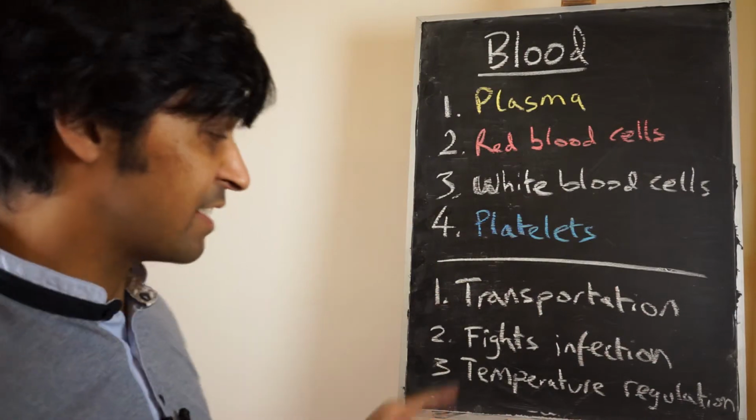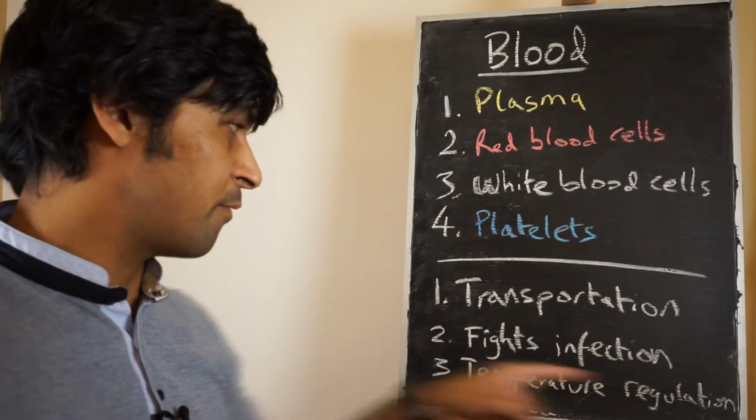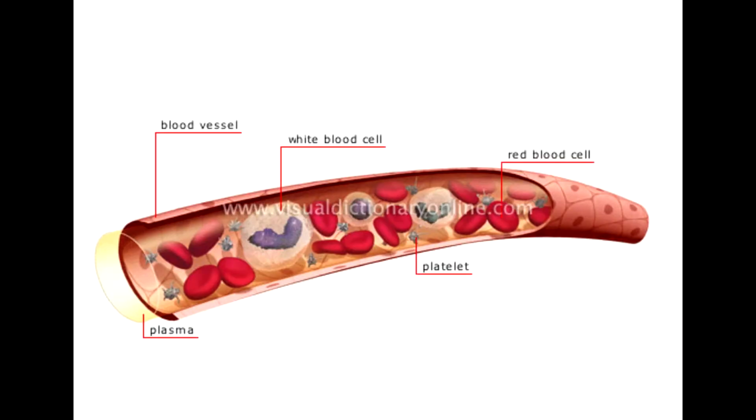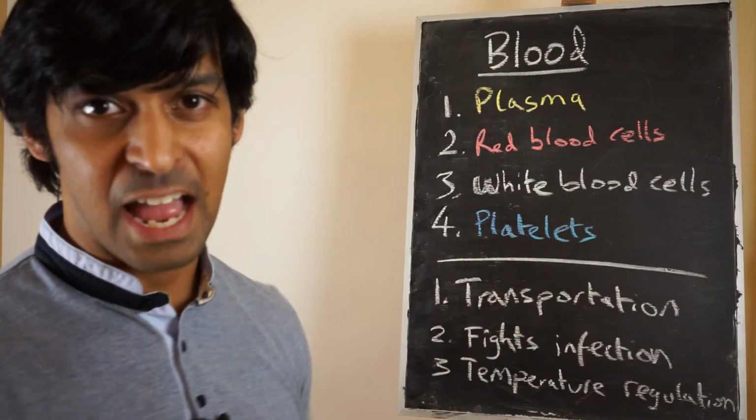Okay, anyway, that's it. It's temperature regulation, fighting infection, transportation of the good things, and your blood itself rather is made of plasma, red blood cells, white blood cells, and platelets, these forming the scabs.